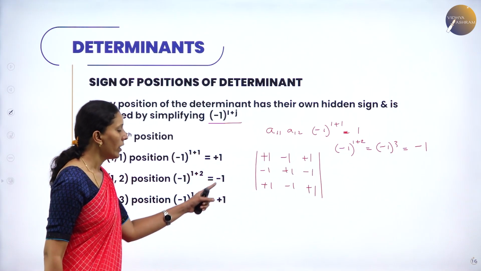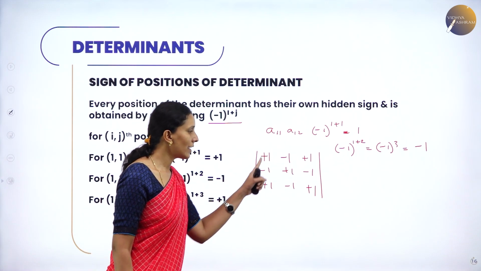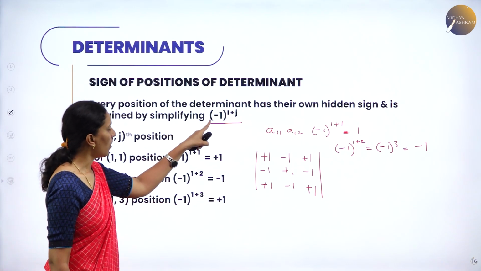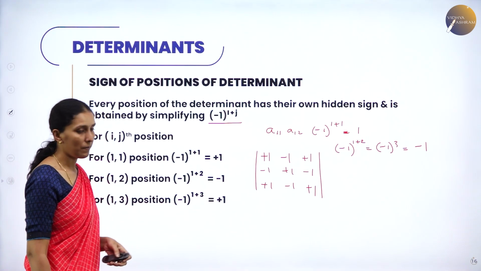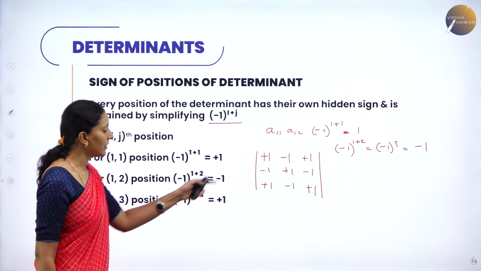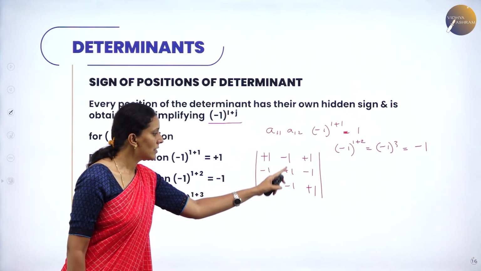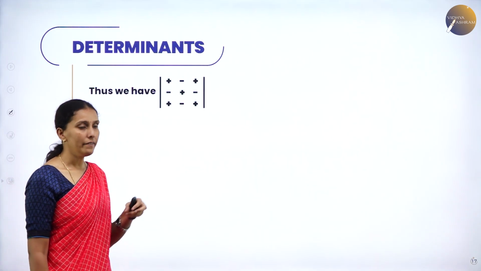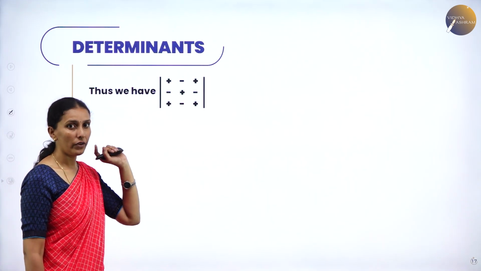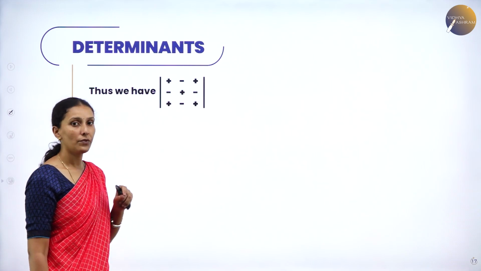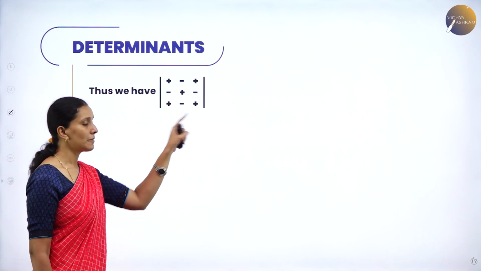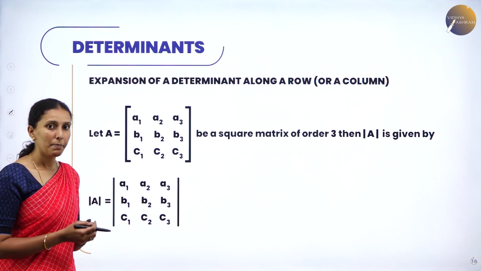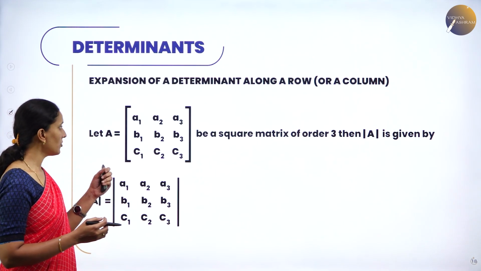So this is how every number inside the matrix has its sign convention using the formula -1 to the power i plus j. By writing this, we can assume the signs of a 3 cross 3 order matrix. Thus we have plus, minus, plus for the first row, minus, plus, minus for the second row, plus, minus, plus for the third row. Now let us see the expansion of a 3 cross 3 determinant in general form.